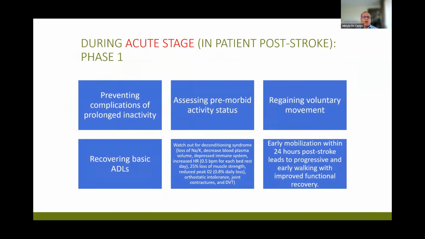The patient was lying down for such a long time. And part of that, of course, when you do an exercise, is you have to ask what's the pre-morbid activity status. Because if a patient is sedentary and he's not doing that, and now that he has a stroke, you would like to let him do something that he's not doing previous to that. That's kind of a challenge for the patient. So you have to ask, do you exercise before you had a stroke? Do you go walk in the neighborhood, or do you bike? Those are things that you need to find out, because that's where you have to benchmark your activity based on his status prior to the stroke. And of course, you have to tell him about regaining voluntary movement, and of course, recovering basic ADLs.